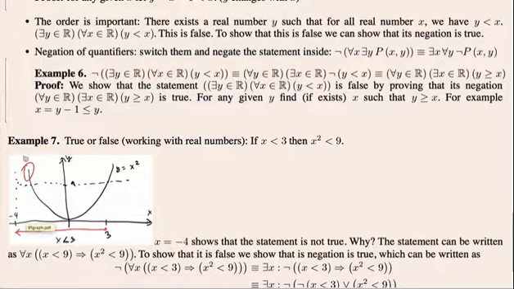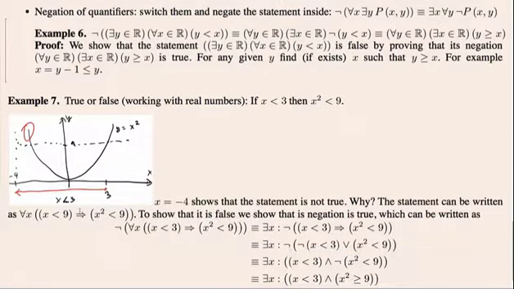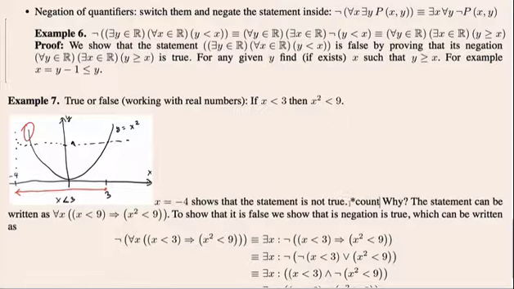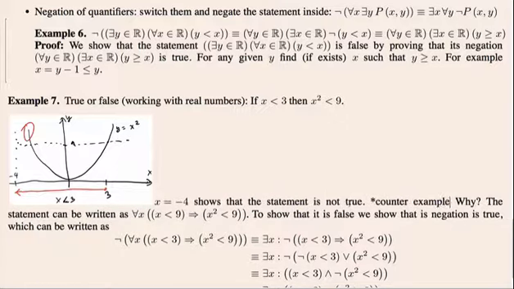And then sometimes you get an idea how to show something, but it's another question, how do you write this down? So I think in this special case, I would accept this as a proof that x equals -4 shows that the statement is not true. By the way, this is called a counterexample, where something shows that a for all statement is not true.